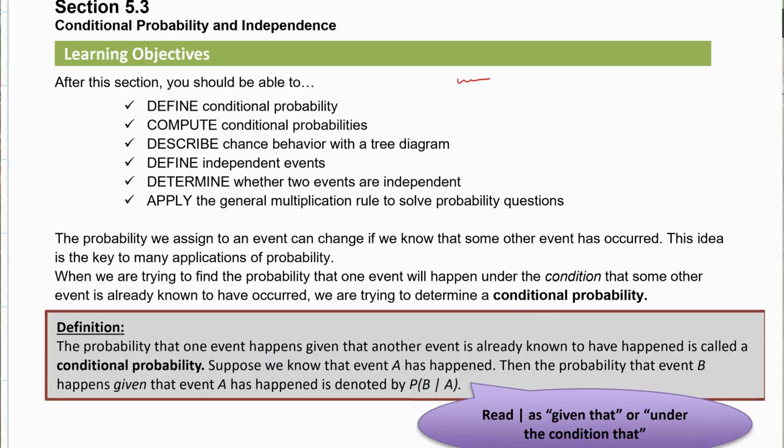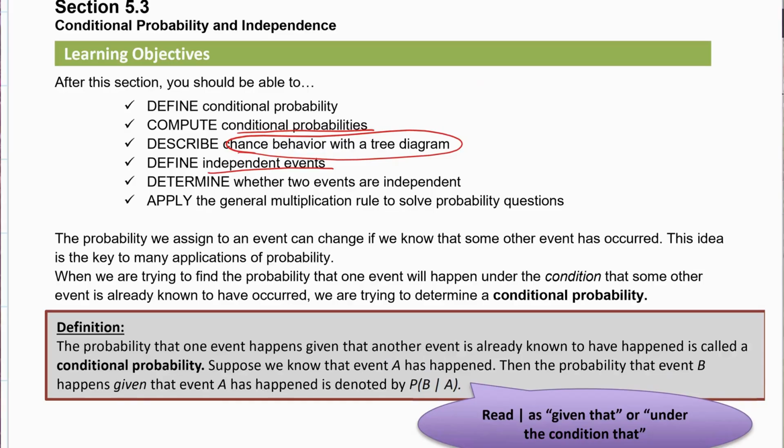Here's the lecture for section 5.3, having to do with conditional probabilities and independence. And that is definitely going to be the big theme here. We're going to have to define what a conditional probability is, and then we'll learn how to use conditional probabilities when making tree diagrams, and we'll define independent events. And we'll have some new probability rules that we'll work on.